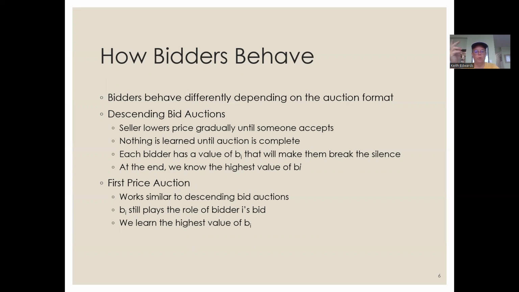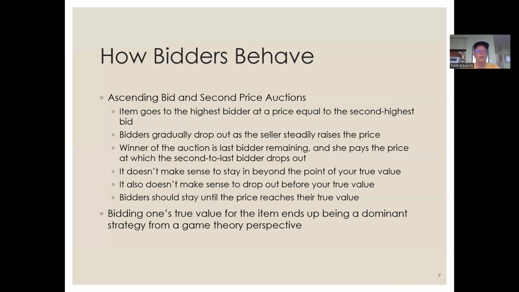First price auction works similar to the descending bid auctions. B sub I still plays the role of bidder I's bid. We learn the highest value of B sub I, and we kind of get some intermediate information maybe about the distribution by looking at how many people stay in.